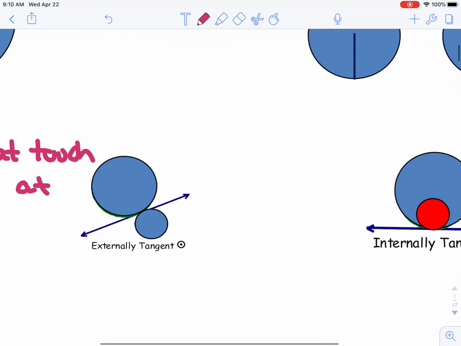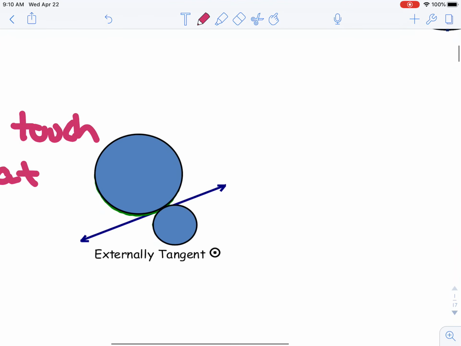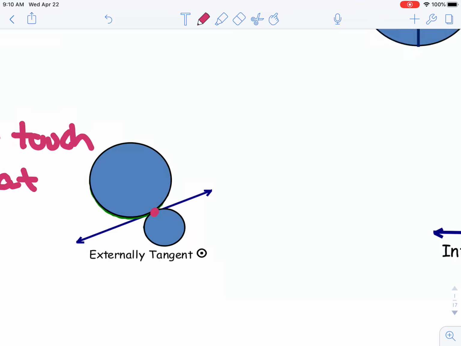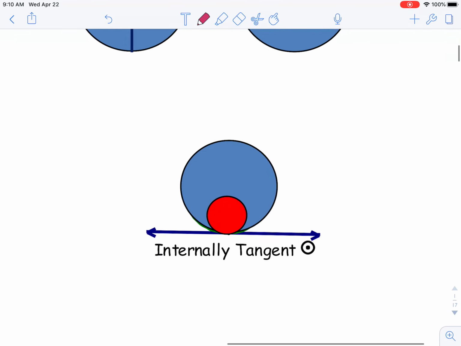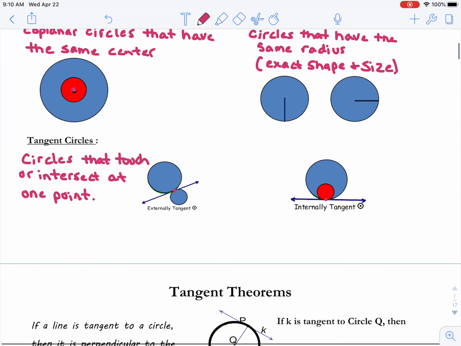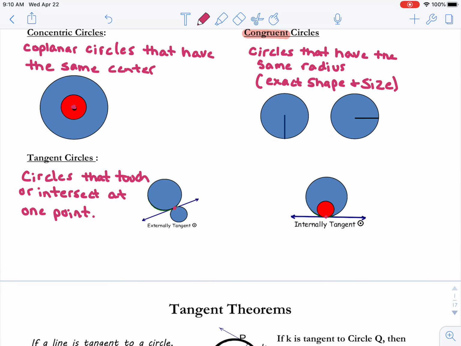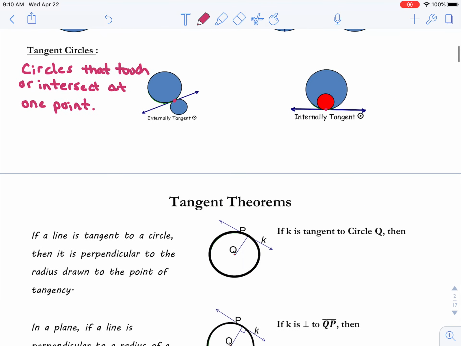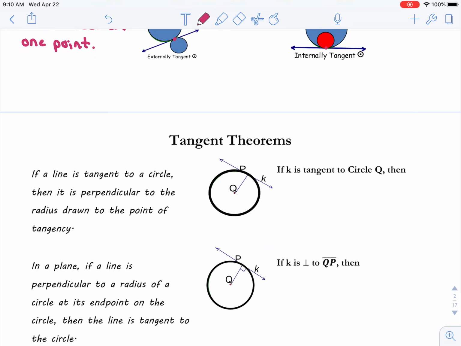So we have two different types. We have external and internal. Okay, these are externally tangent because they intersect at 1 point and they are two separate circles. One is outside here and the other one's on the other side. And then we have internally tangent, which means one circle is completely inside the other circle. Okay, so the red circle is completely inside the blue, but they only intersect at that 1 point. So you have those two different types of tangent, internally and externally.